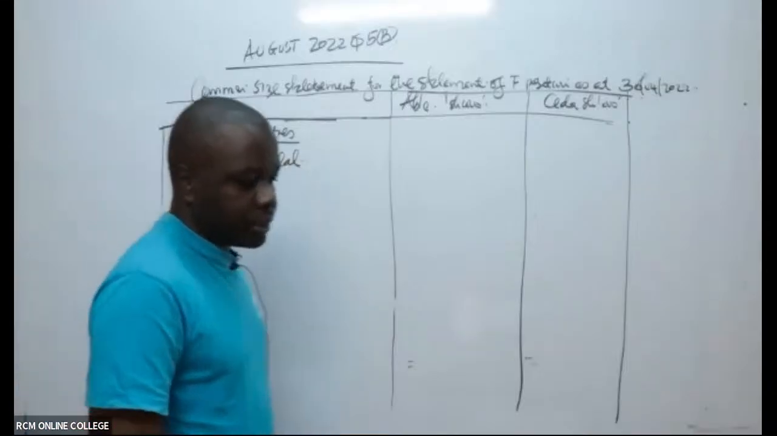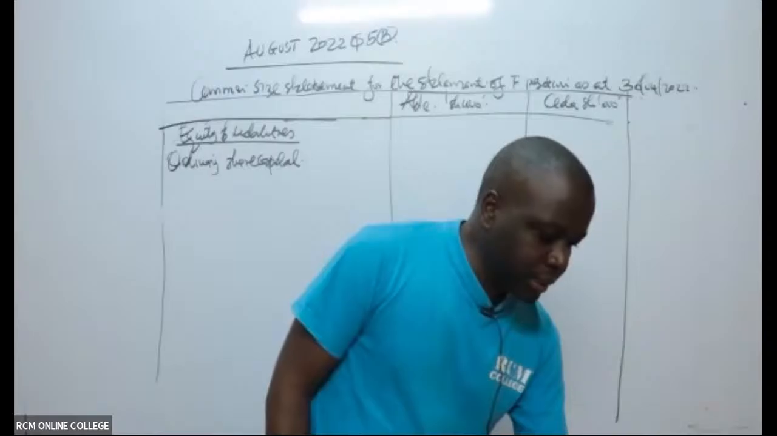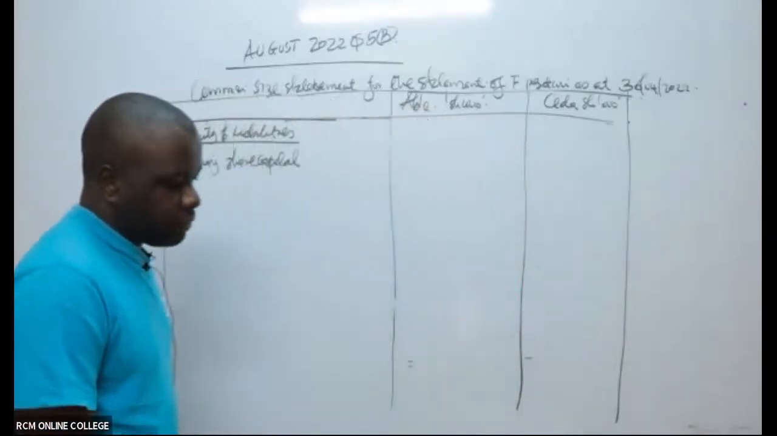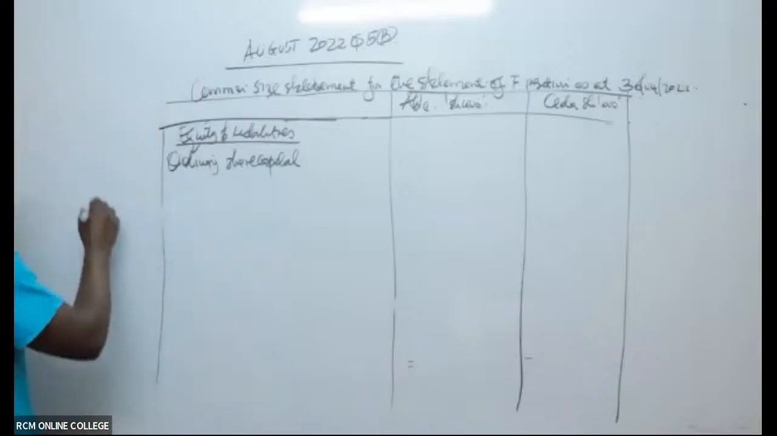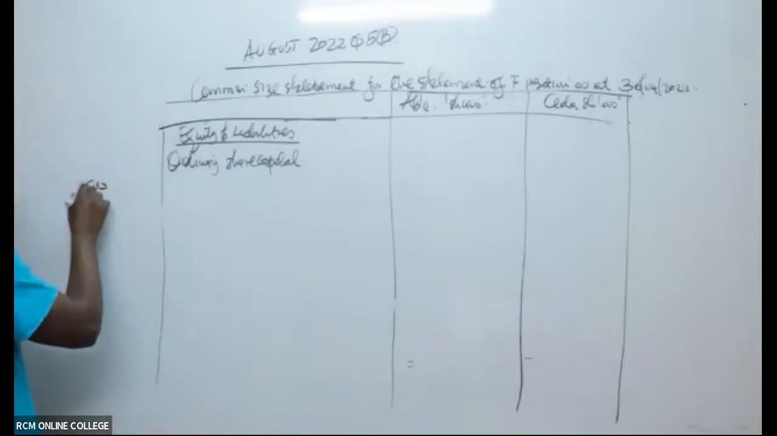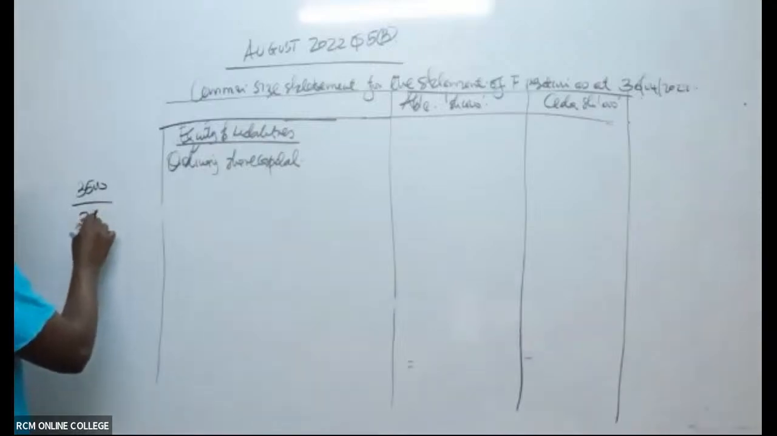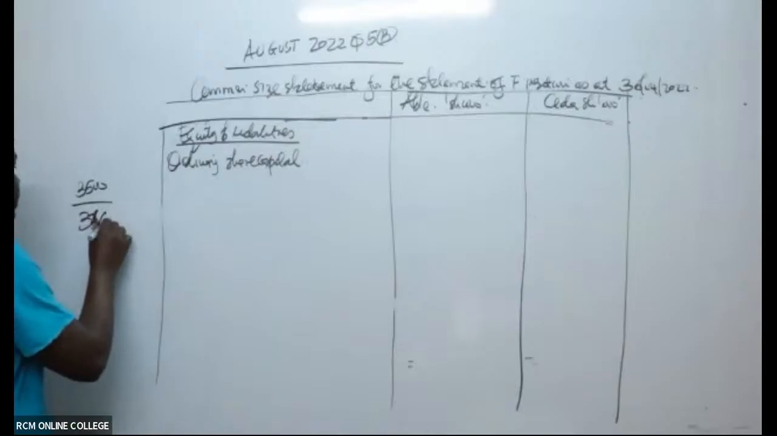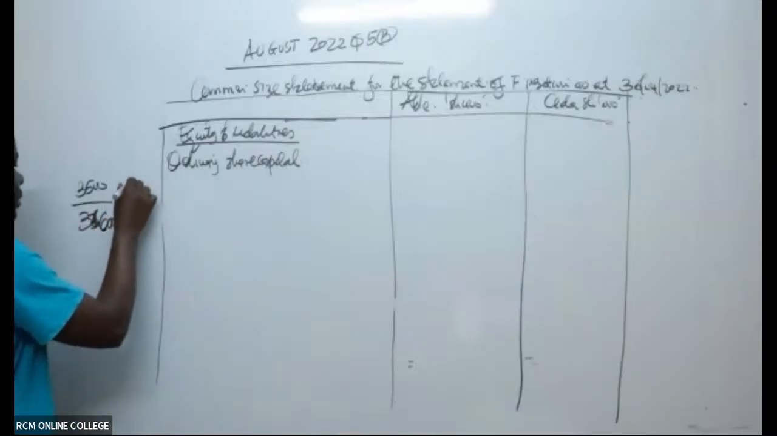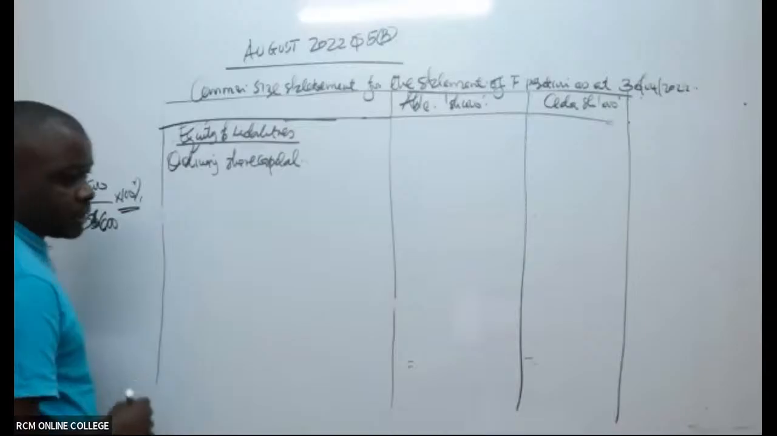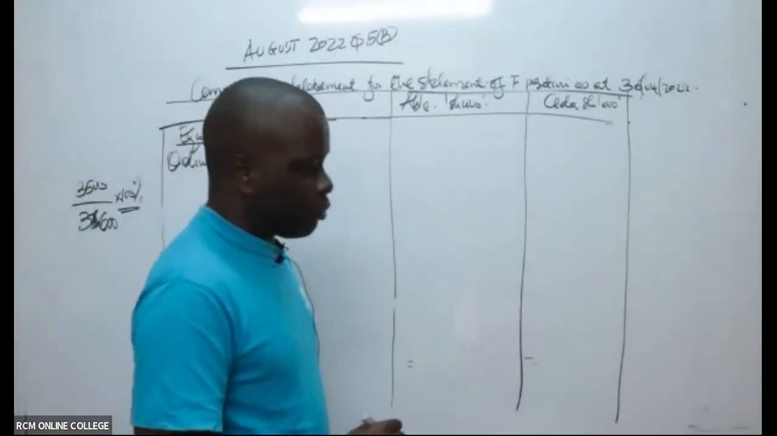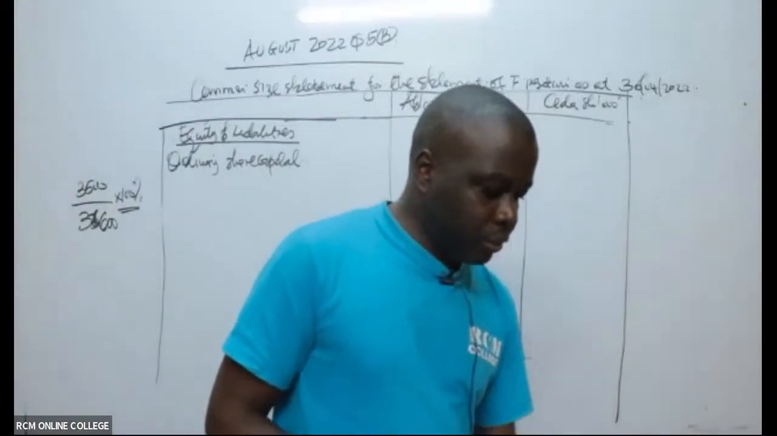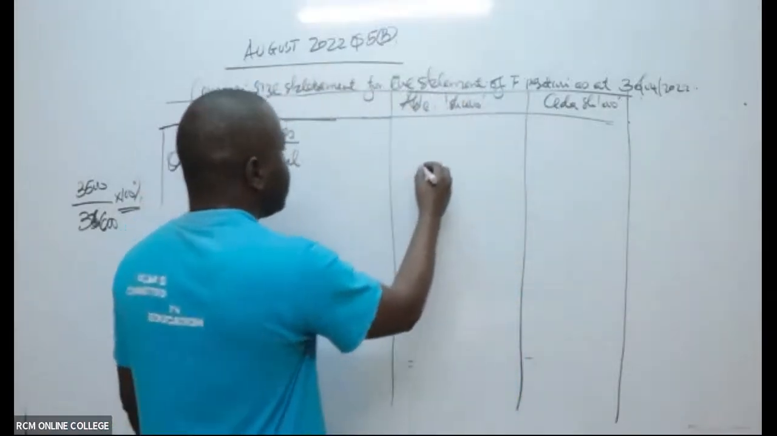So ordinary share capital, in this case, you're told the amount is 3.5. So you take 3.5, divided by 33,600, then you multiply by 100%. You're getting how much for the ordinary share capital? That is 10.4%. So averagely that is 10%.